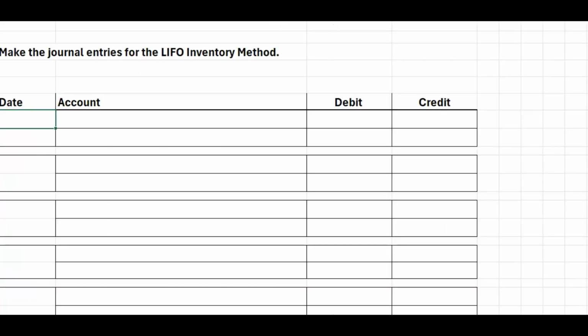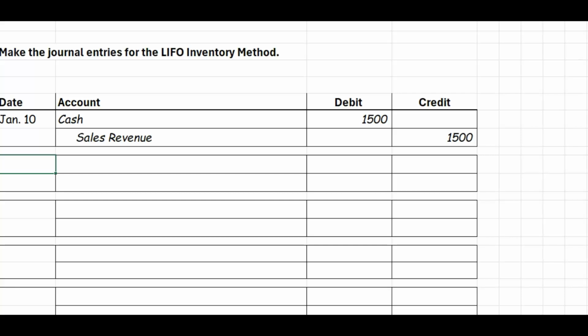We need to make the journal entry for the sale. On January 10th, we sold 100 units at a price of $15 per unit. We can assume this is a cash sale. We're going to debit cash, $15 per unit times 100 units is $1,500, and credit sales revenue, $1,500.